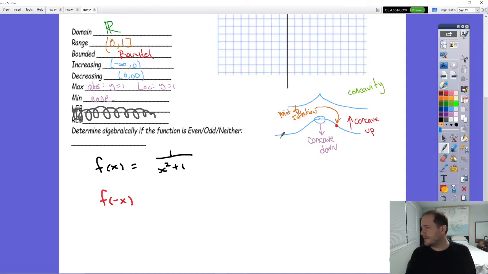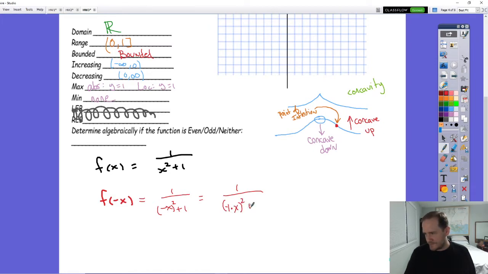Missed it. There we go. It would be 1 over negative x all squared plus 1, which means we've got 1 over. I don't know if I can be bothered to do it again, but I guess I better model the work that I expect you guys to show.